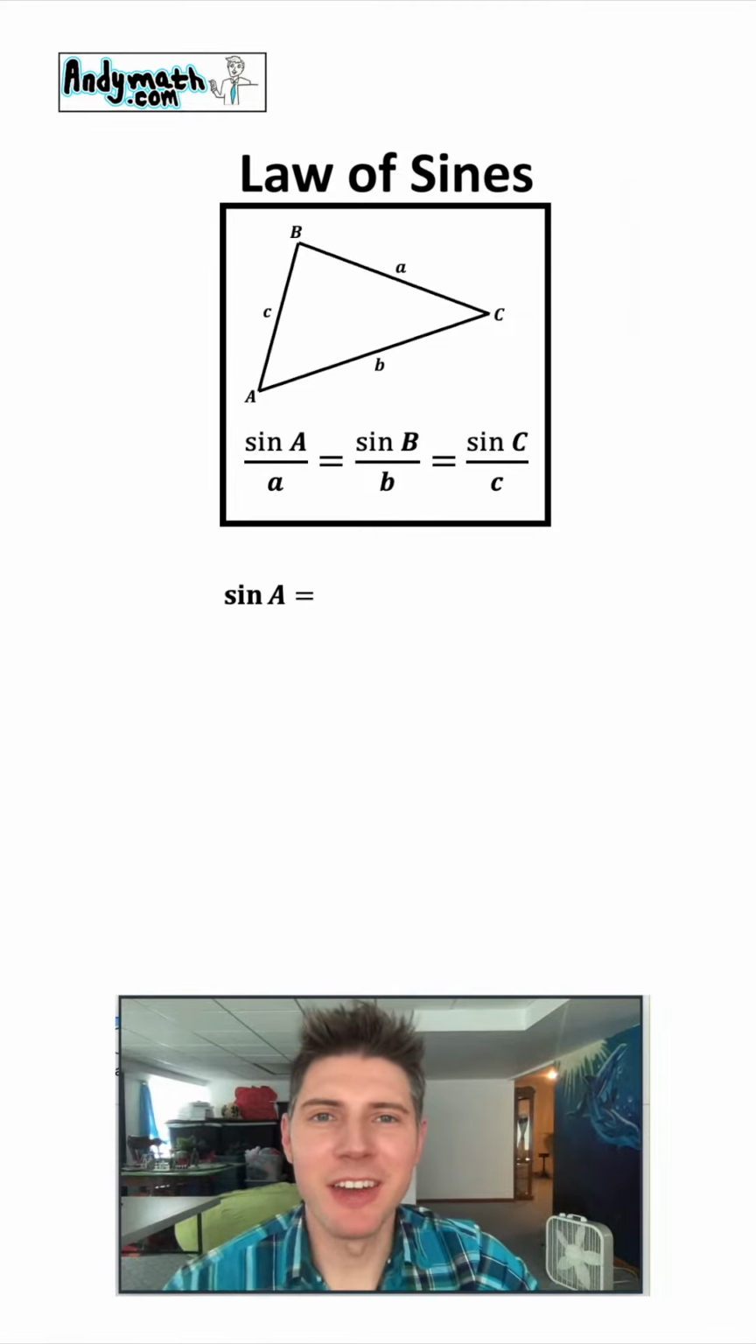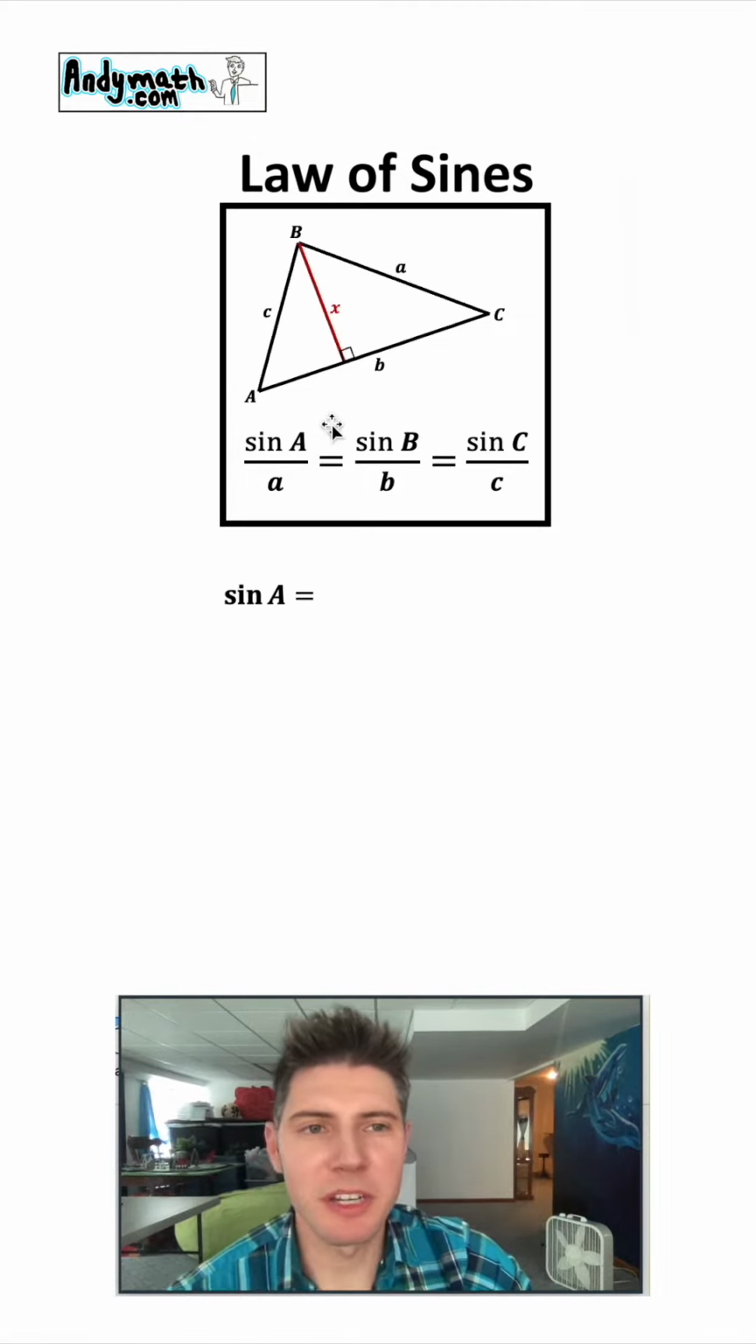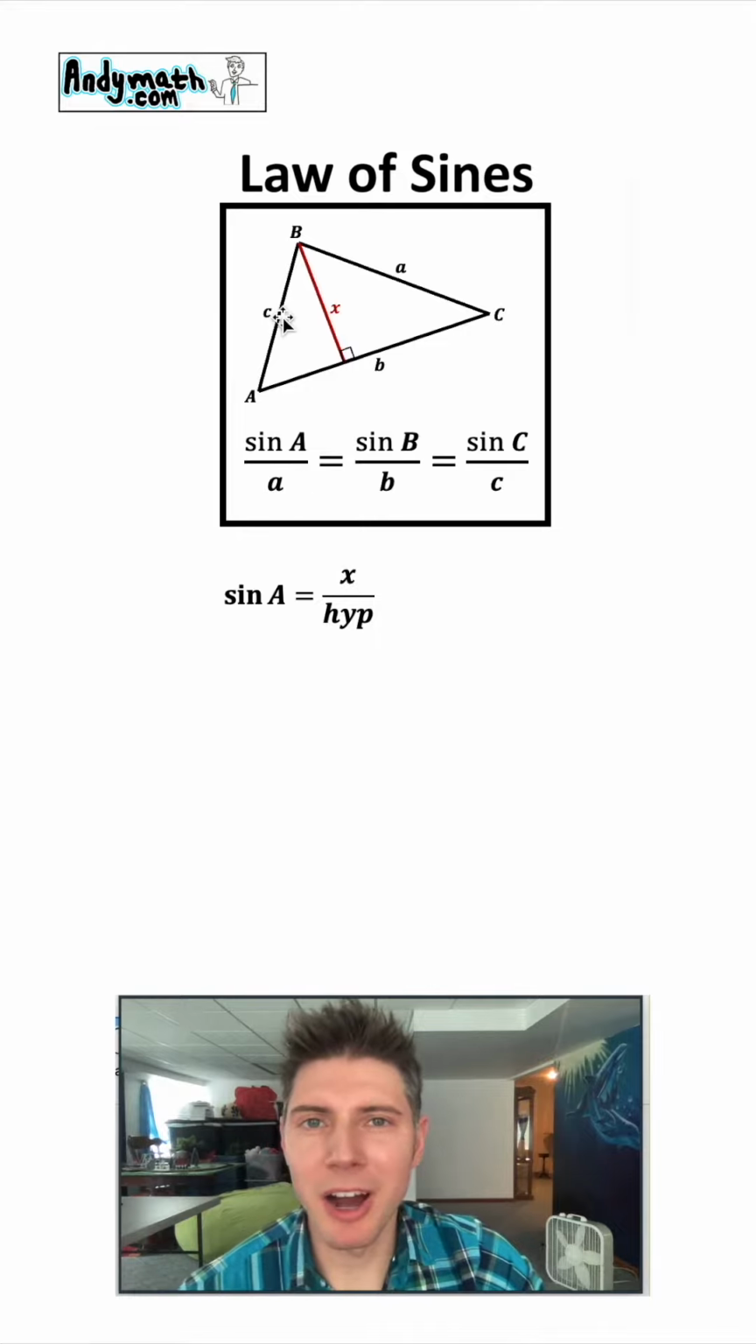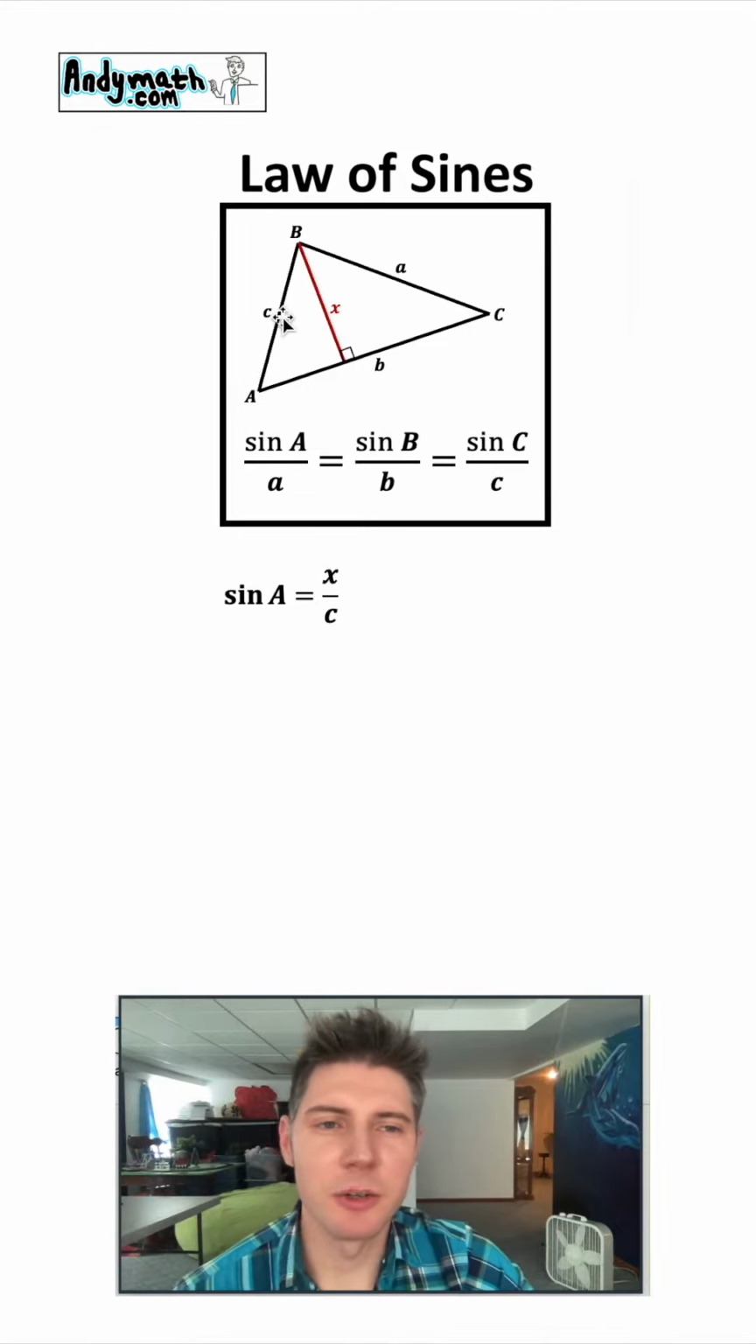So let's talk about the sine of A. From B, let's drop a perpendicular line down and call it x. Now we have a right triangle. Sine of an angle is defined as the opposite over hypotenuse when you have that angle in a right triangle. So our opposite here is x and our hypotenuse is c. So we can say sine of A equals x over c.